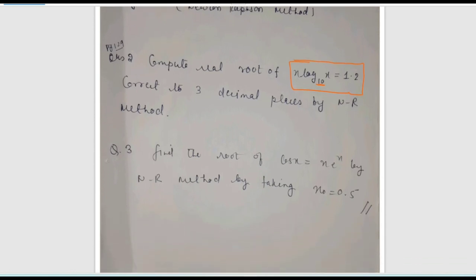Similarly, in question number 3, find the root of cos x equals x e to the power x by the NR method, taking the given initial point. In this question they have given the initial point, so there is no need to select the interval in which the root lies. You can just start the iteration by taking x0 equals 0.5 directly.